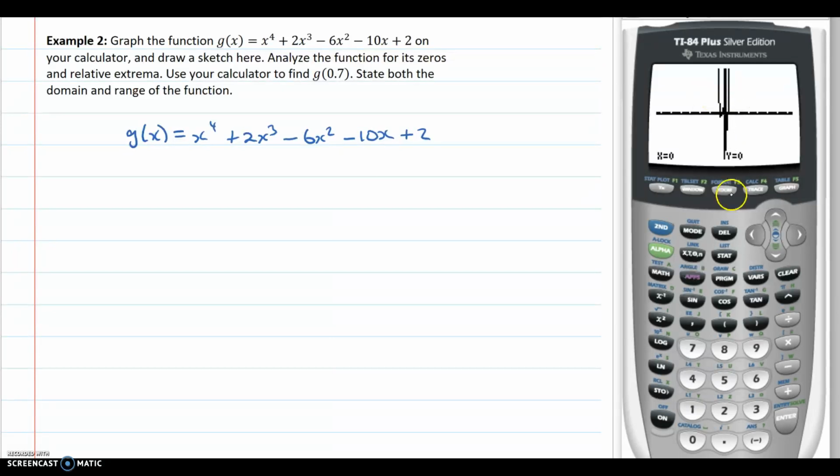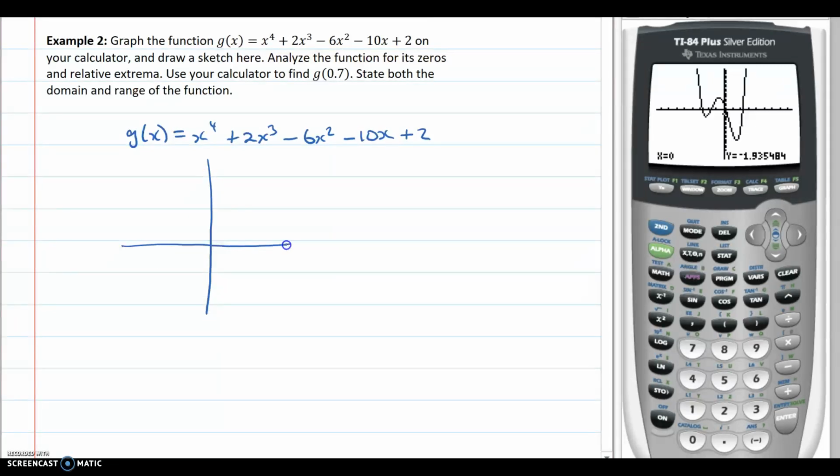So zoom box, zoom 1, and move your cursor to a corner of the box that you're going to draw. So it's sort of an imaginary box, but you're going to draw it now. Okay, so move across and down. We want to make sure we get all the turning points. Okay, so something like that. Okay, and that's a decent graph.